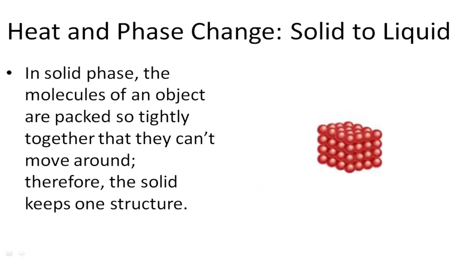Heat and phase change, let's talk about from solids to liquid. In a solid phase, the molecules of an object are packed so tightly that they can't move around. So, the solid keeps one structure. Think of this like ice. Ice isn't going to move around.